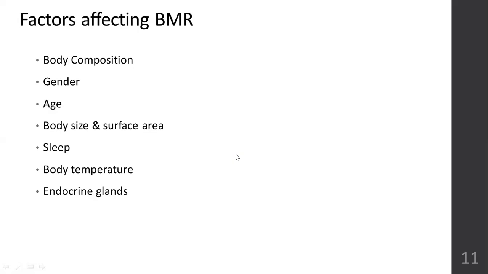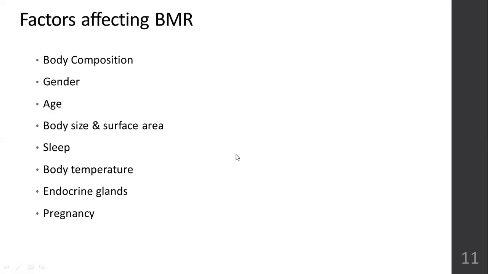Then your endocrine glands: if your thyroid gland is overactive, BMR will be high. If it is underactive, for people who are suffering from hypothyroidism, BMR will be less, especially thyroid hormone. So BMR in people who suffer from hypothyroidism is 30% lesser as compared to a normal adult.